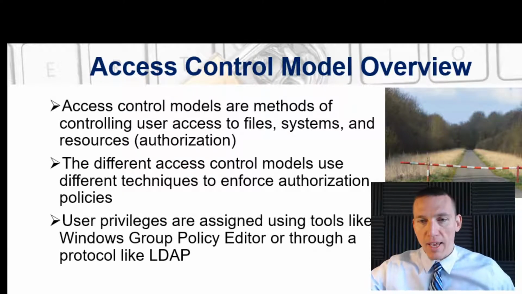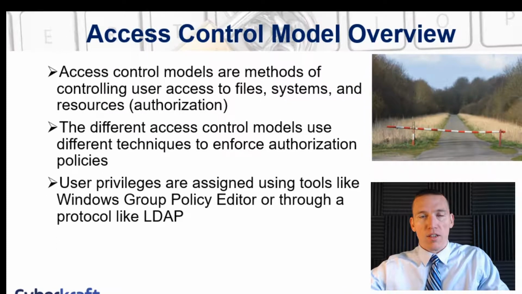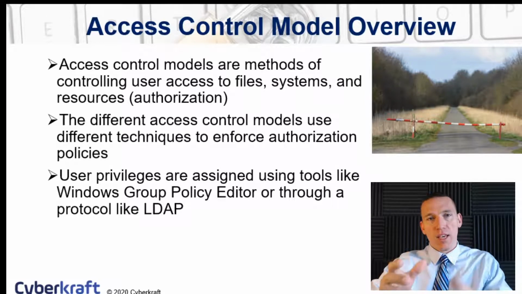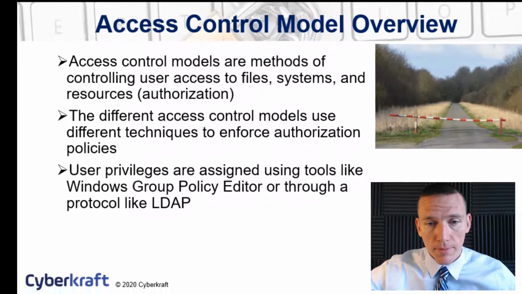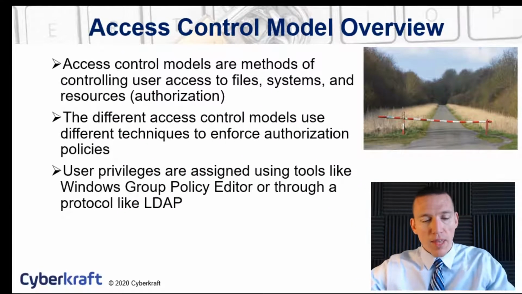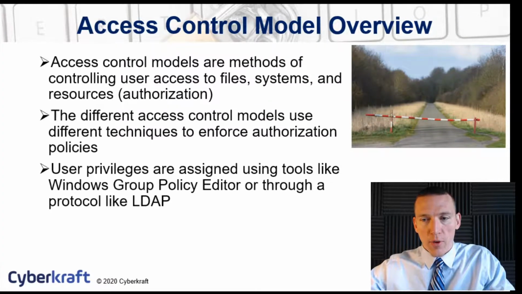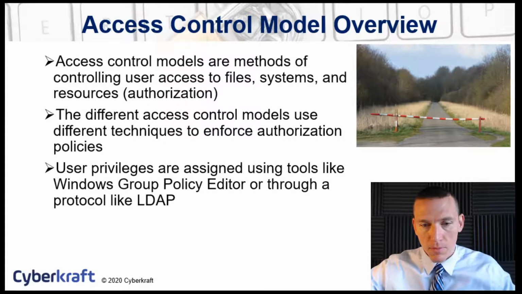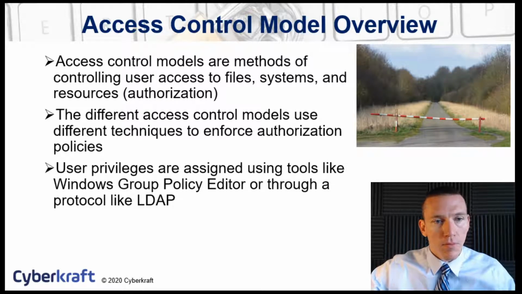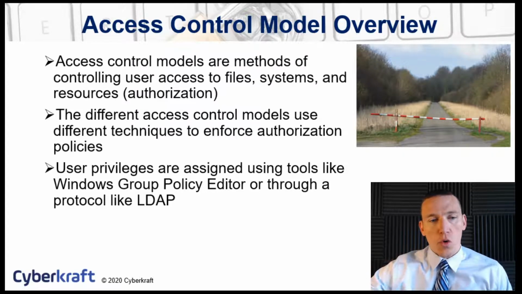So when it comes to identity access management, you have different control models. Access control is achieved when users are first identified and then they're authorized. So access control models are methods of authorizing users to your network. There's a few major access control models that we'll go over today.